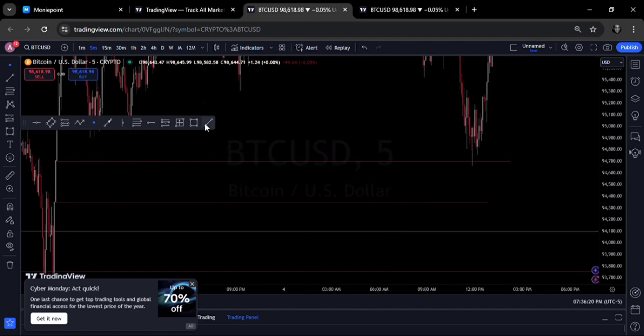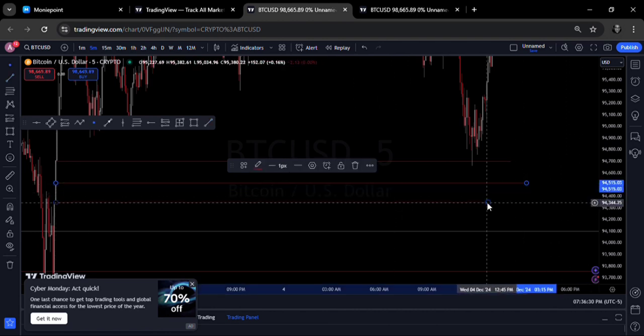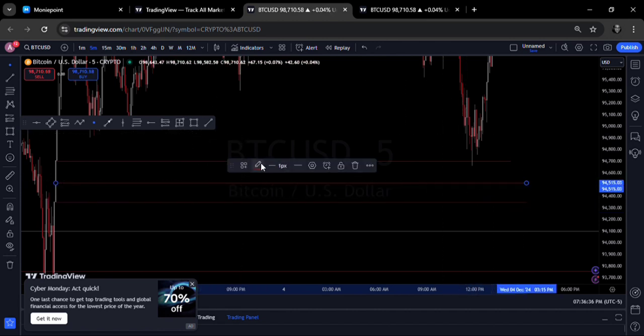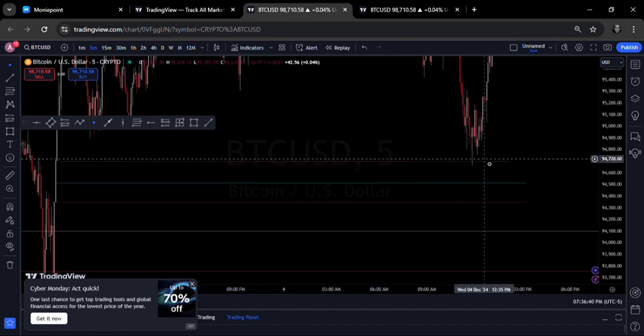This is the imbalance. This is the fair value gap. I will just eyeball this one. I don't need to use another Fibonacci retracement tool. So this is the consequence encroachment of it. That's the midpoint of the fair value gap, which I marked. But do you know something?